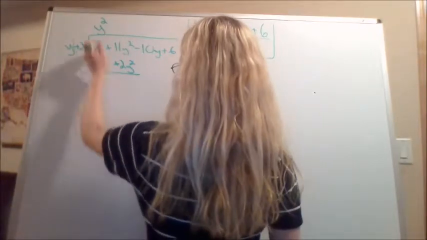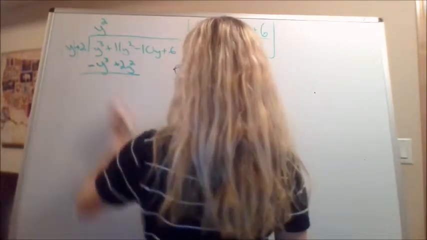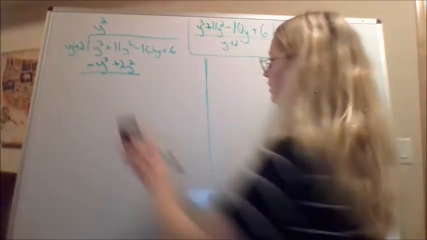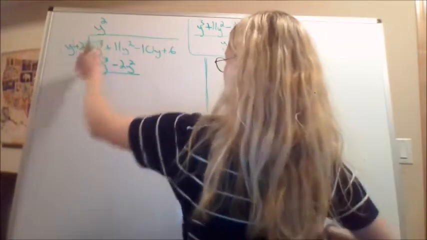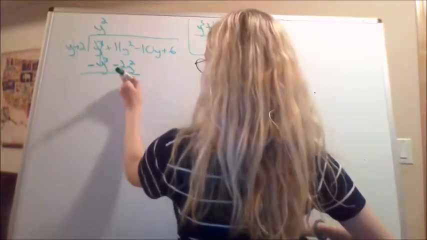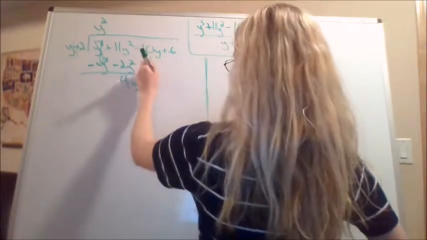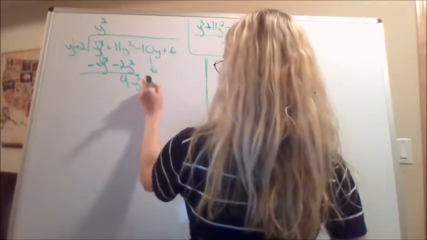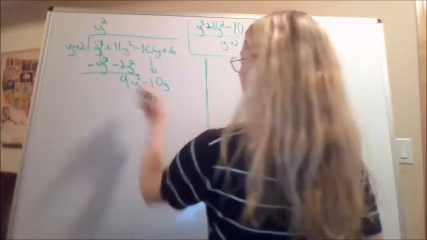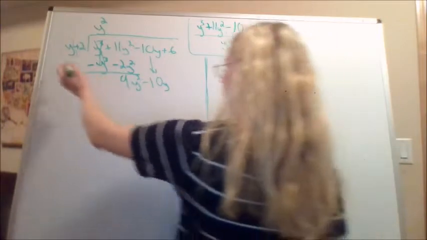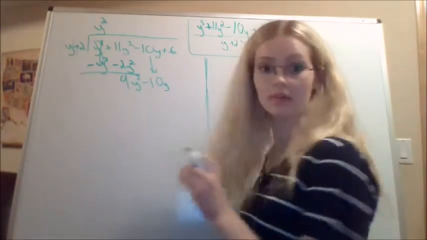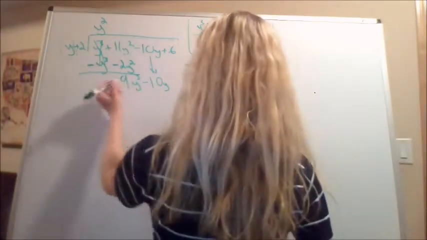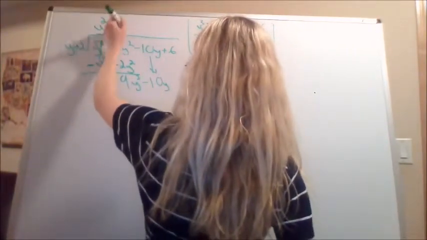And now we want to subtract. That becomes a negative, and this becomes negative 2. So these cancel out, and now we have 9y squared, and we can bring this value down, so 9y squared minus 10y. And now we want to ask ourselves, what should we multiply y by here to equal 9y squared? We always think about the leading terms. So that would just be 9y.